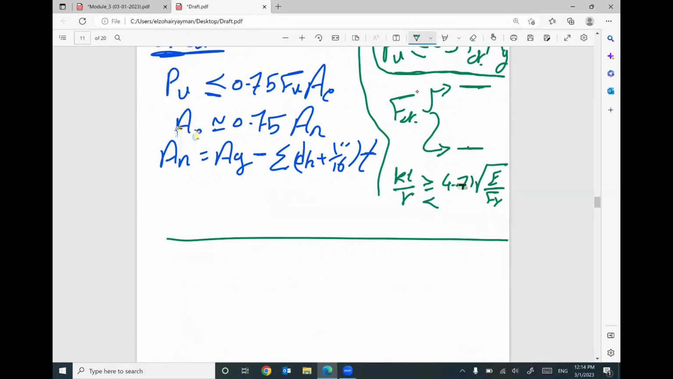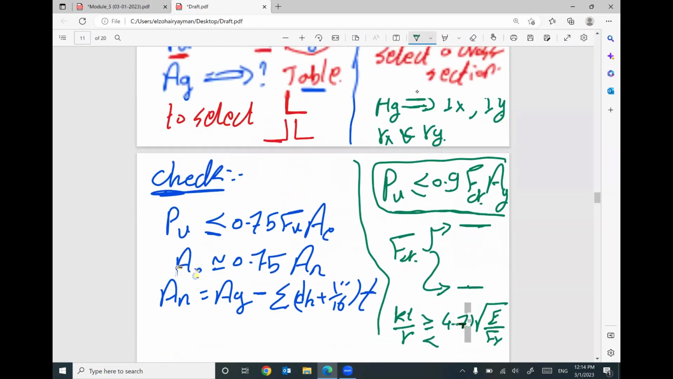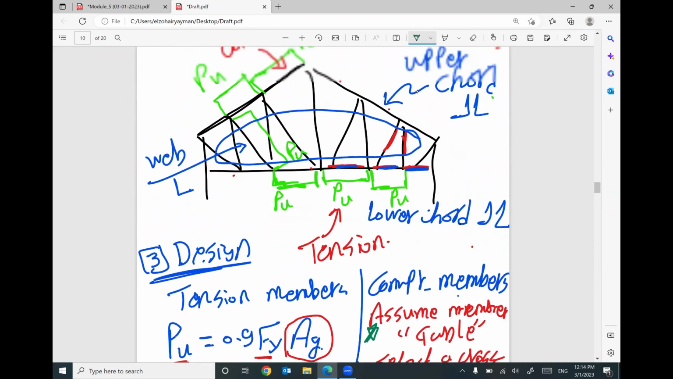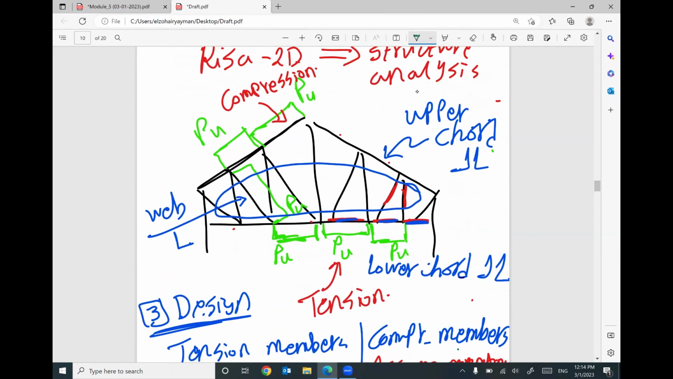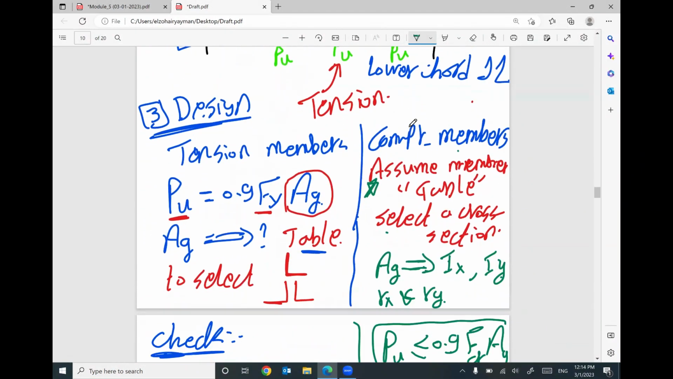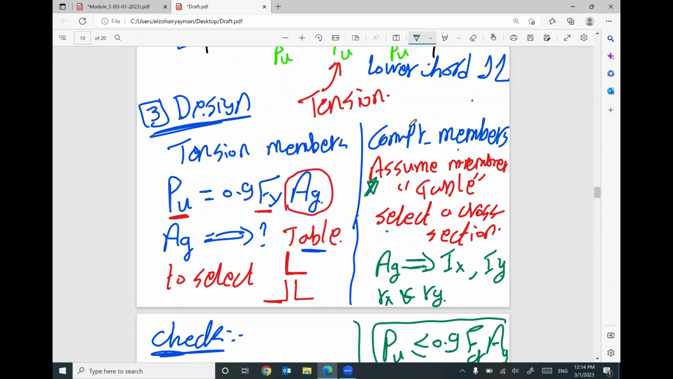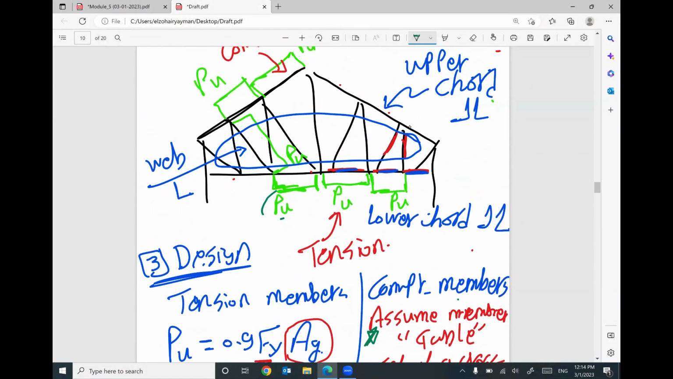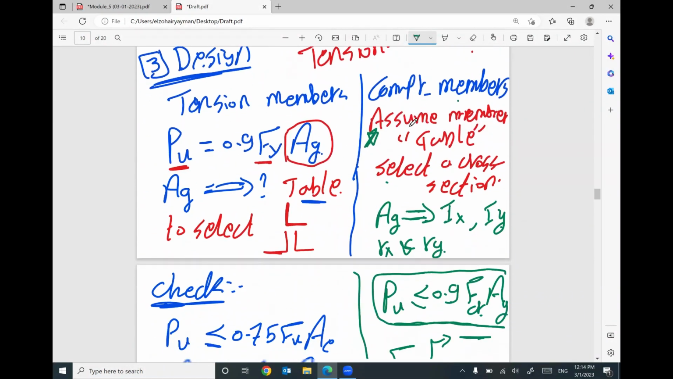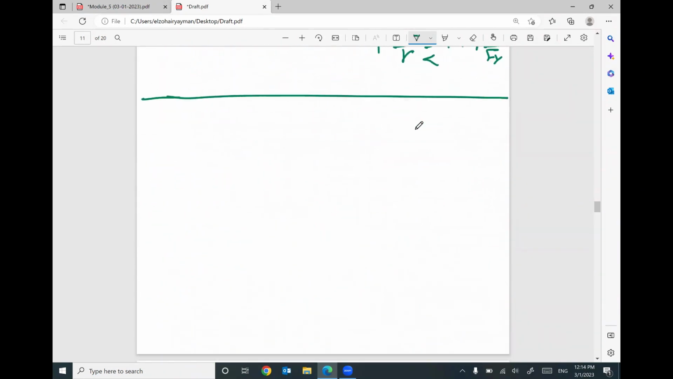Any question so far? This process to design your tension member and the compression member must be done for each member in your truss. If you have 100 members, you need to design the 100 members. If you have 50, you need to design all of them. I highly recommend, if you are aware of Excel, you can use Excel. You can put the value of P ultimate in Excel, and Excel can help you to figure out the design.